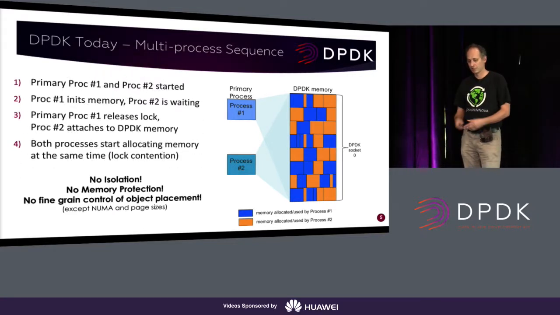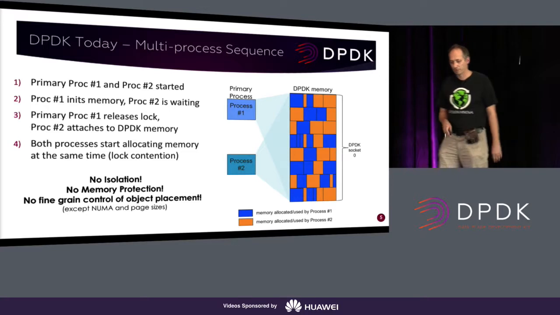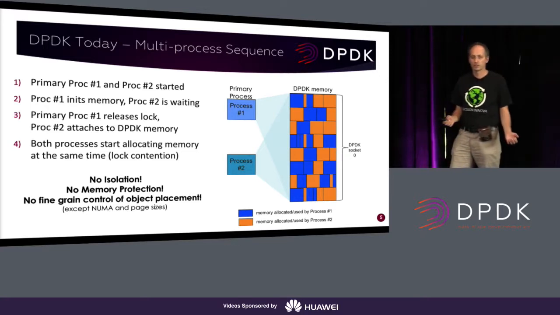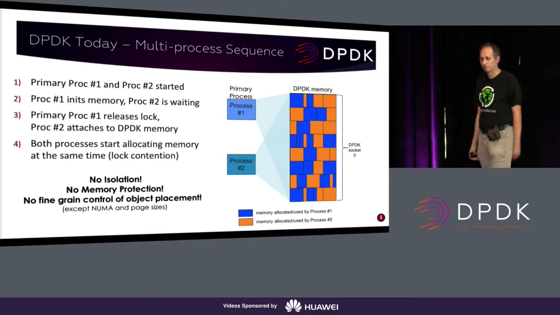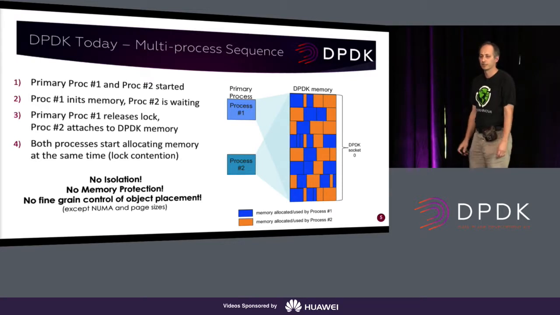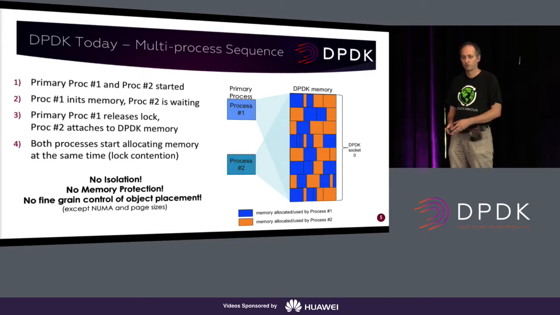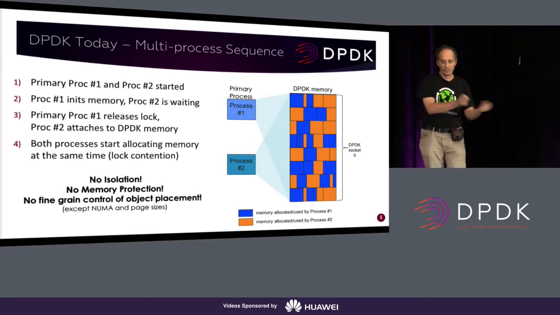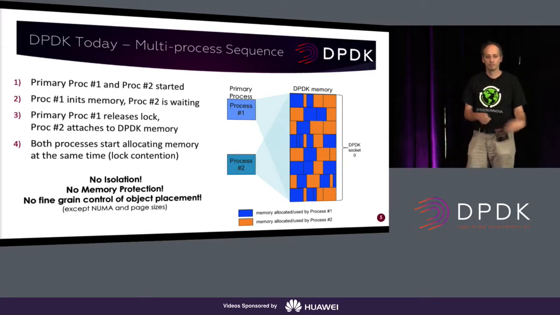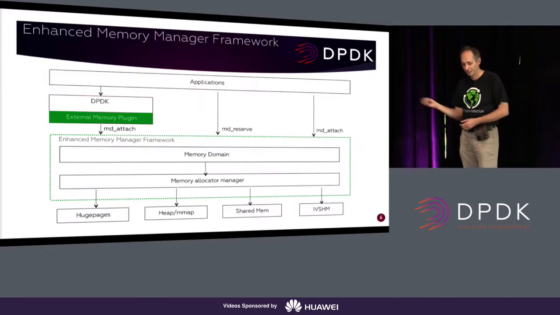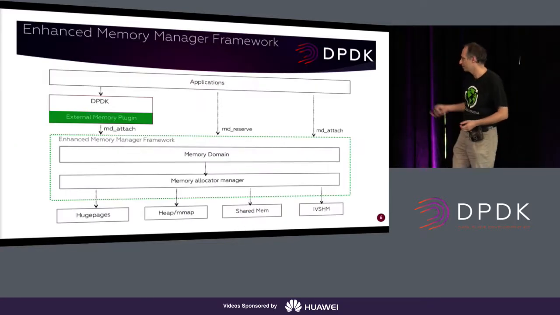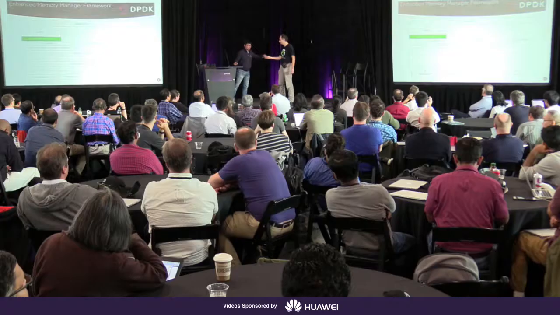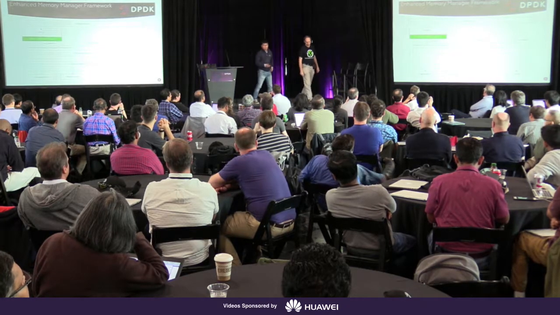So this is the problem: we have no isolation and no memory protection, which is mainly a problem for a multiprocess environment, and there is no fine-grained control of object placement. You cannot say that you want to place your object in a specific place. It will become clearer later. Now I give the word to Tom to explain the enhanced memory manager.